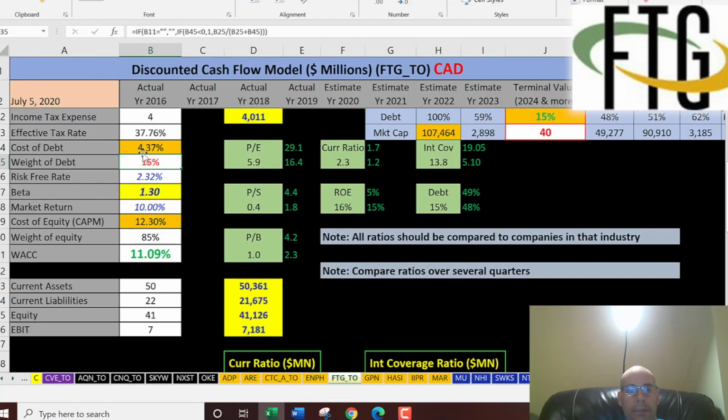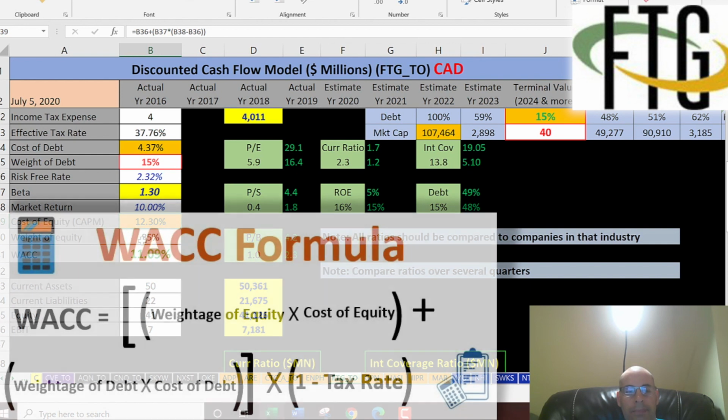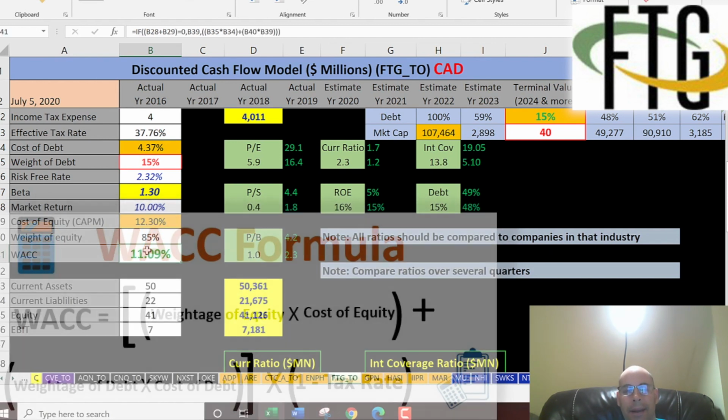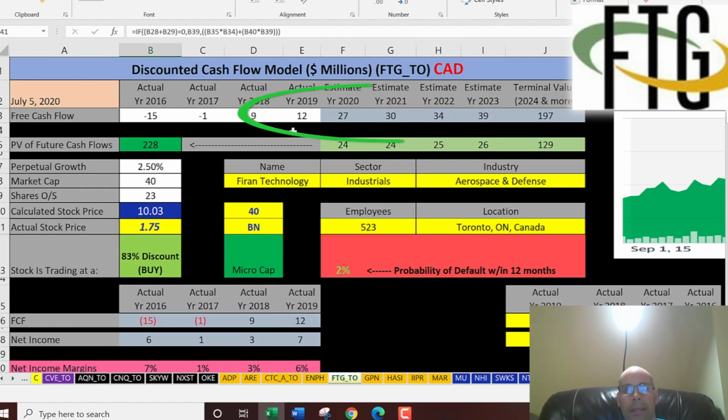The cost of debt is 4.4%, and they have 15% of debt in their capital structure. The cost of equity is 12.3%, and we use the capital asset pricing model to figure that out. The weight of equity is 85%. So the weighted average cost of capital is a blend of the cost of debt and the cost of equity, which is 11%, and that's what we're going to use to discount the future cash flows. We estimated 4 years of future free cash flows. Then we did a terminal value, which is all years past year 4. We discounted those numbers back to today's values, and we get a value for the entire company of $228 million.